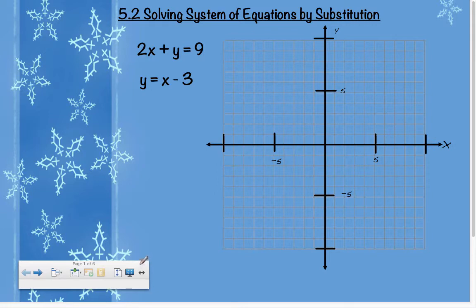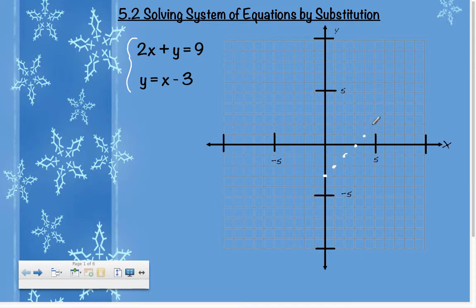So in 5.1, we learned how to solve systems of equations by graphing. Well, now we're going to solve systems of equations by substitution. You see on this page here, I do have a graph. That's because we're going to take this system of equations, these two lines, and graph them just like we did and find out what the answer is.